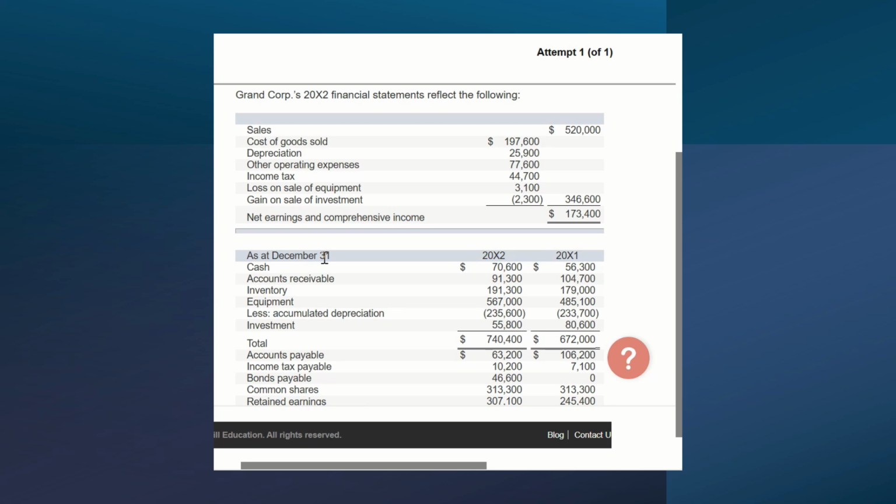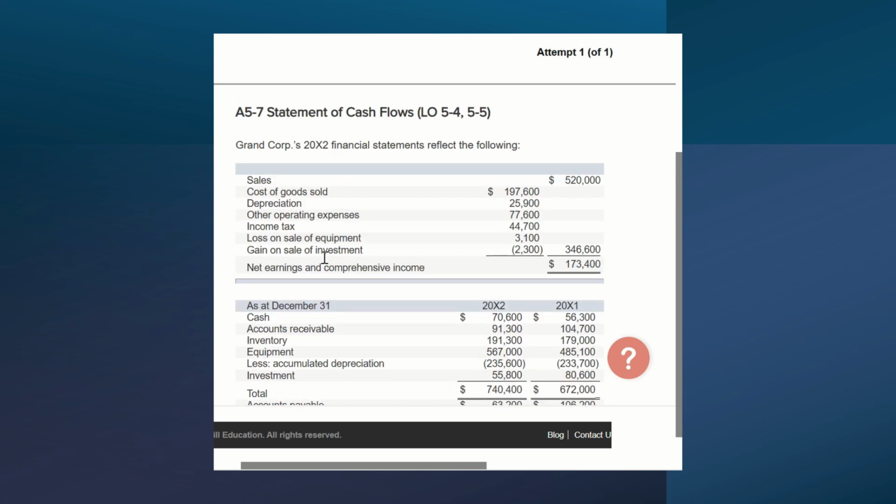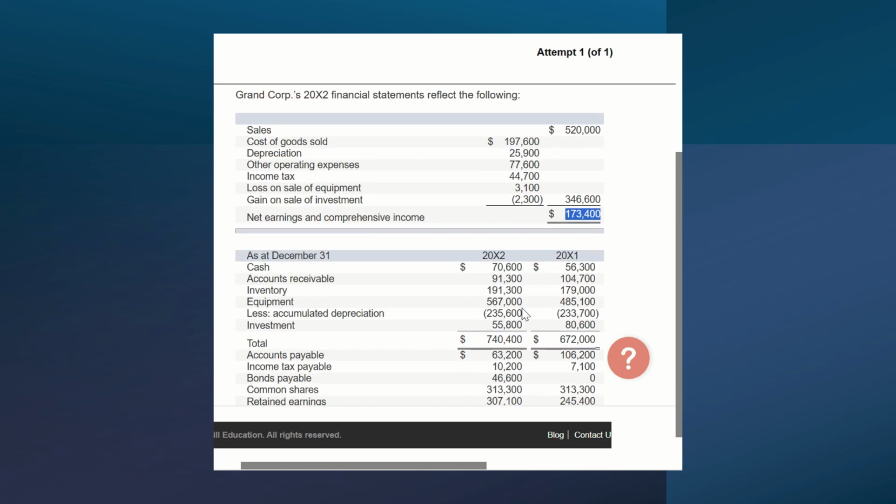So what I want to do right now is help with some questions that people have been asking about the statement of cash flows. And for this one, I'm going to be using A5-7 in the textbook. And this one's from Connect, so every time you do it, you'll have different numbers to work with. So this particular one, you can see the income statement with net income of 173.4 here and the balance sheet.